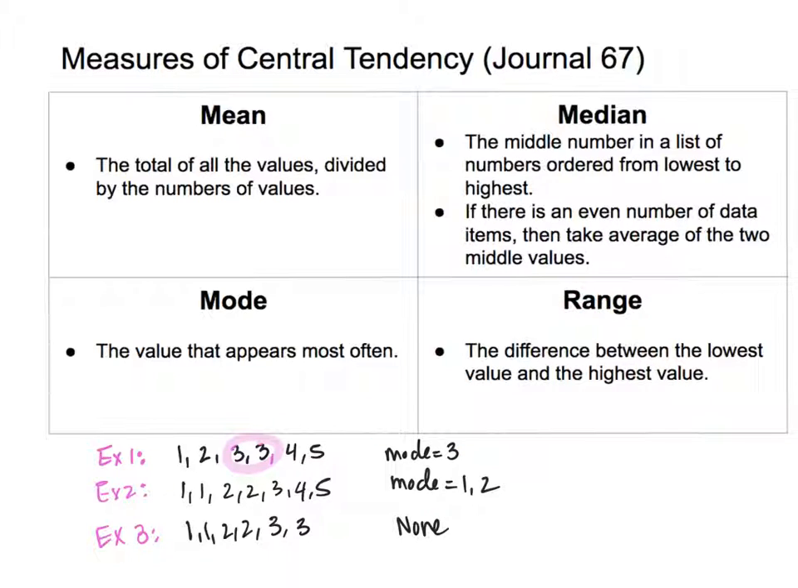Range is super easy to find. It's just the difference between your lowest number and your highest number. So you're going to take your highest number and subtract your lowest number, essentially.